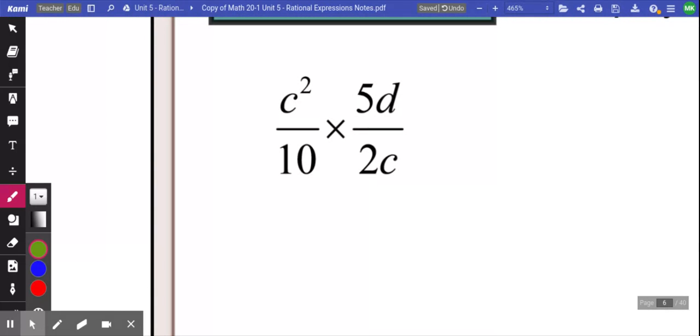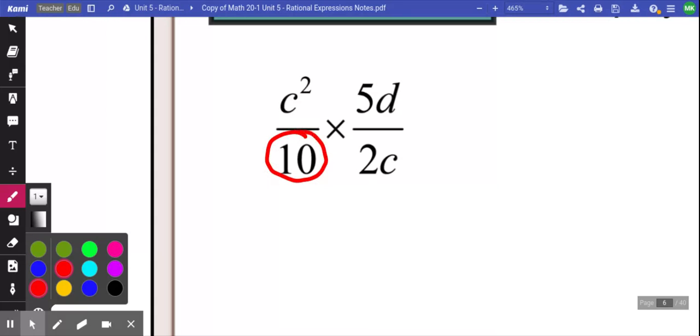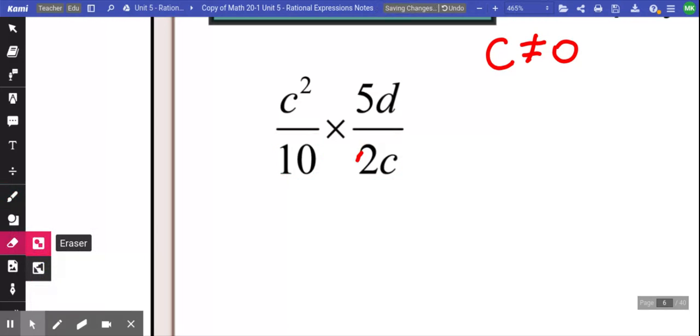So there's 3 steps to every question. The first step to every single question, no matter what we're doing, is factor. You can't factor this thing, but it's definitely still the first step you look at. The second step is stating your NPVs. NPVs are what cause you to divide by 0. Nothing is going to make this 10 equal 0. 10 is always going to equal 10. If I look at this 2c, though, I could make that equal 0 by making c 0, because c 0 times 2 would be 0. That means c cannot equal 0. That's my NPV.